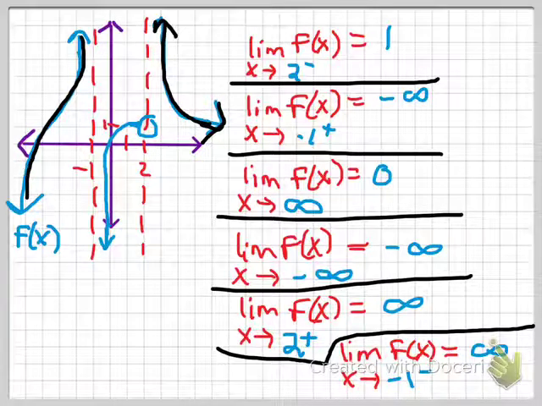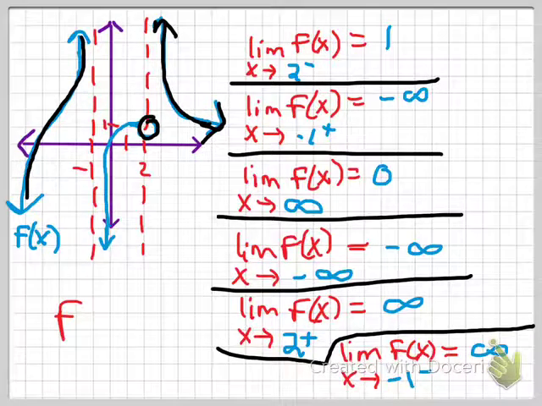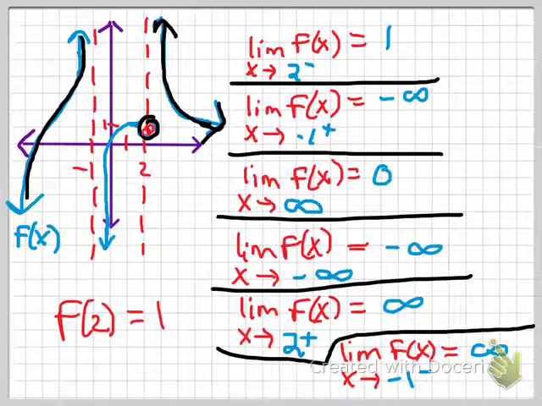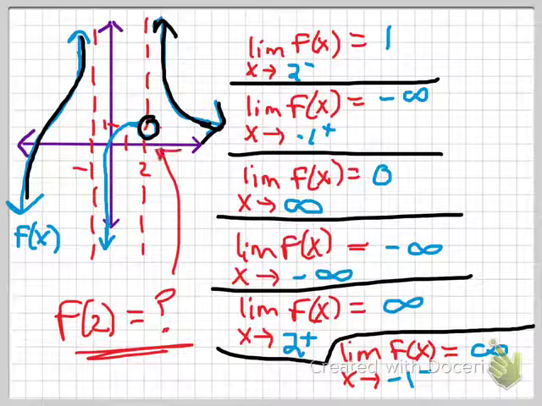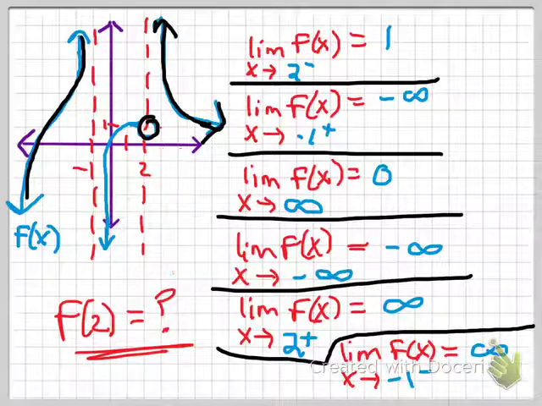Now, this piece right here, the hole, I'm going to leave it as a hole because they never actually told me what f of 2 equals. Maybe it's equal to 1 and I could fill in the hole. But if I'm not sure, they just didn't tell me. If I don't know what f of 2 equals, then I'm going to leave it as a hole. That's what I'm thinking on this graph. So there's your answer. There's your graph.